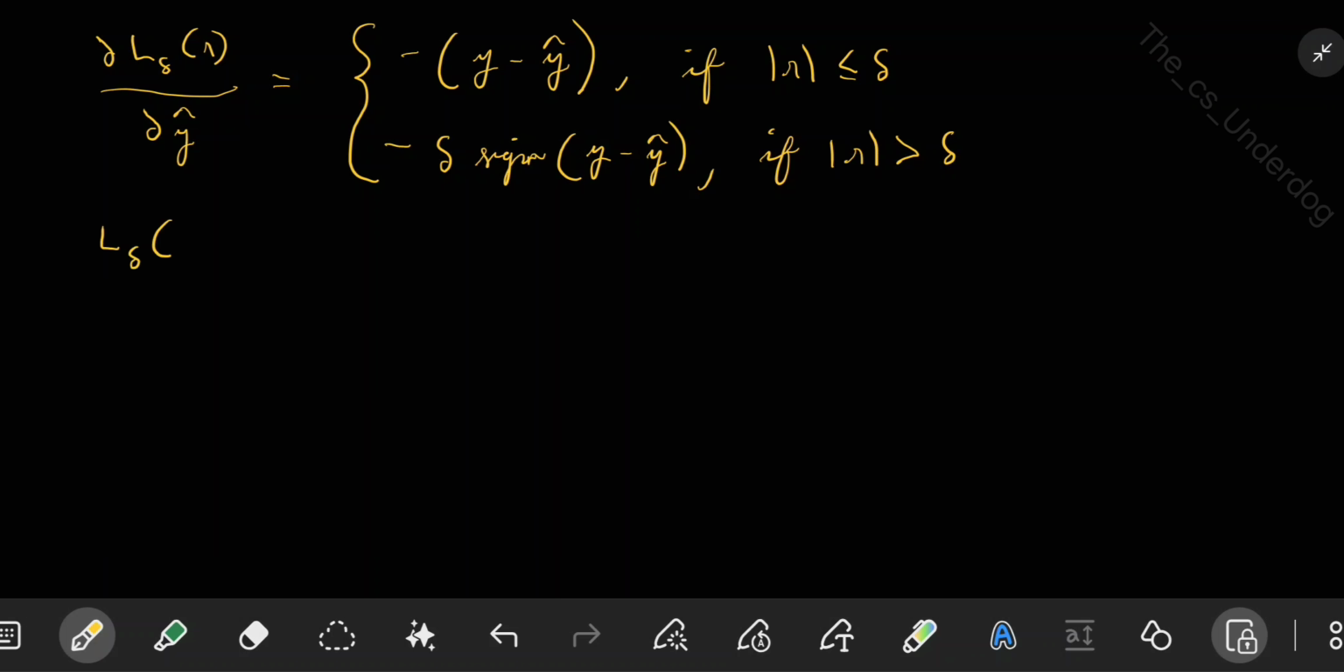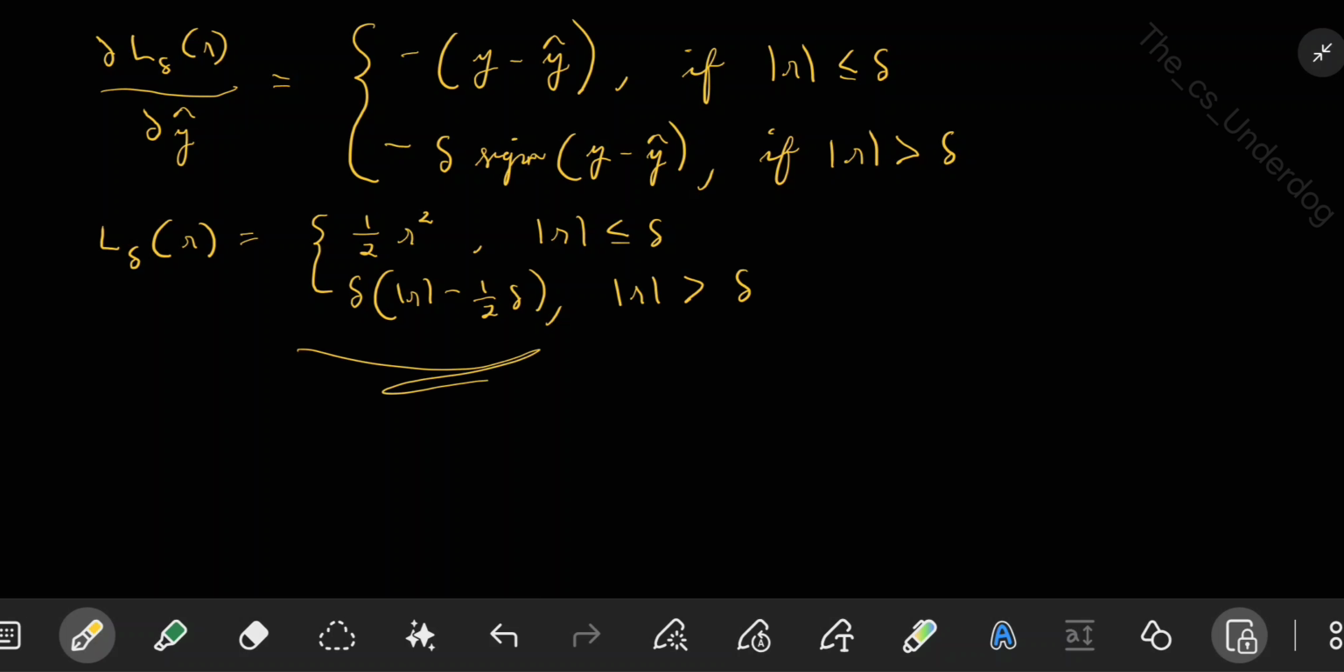L delta of R is equal to, we discussed, half R square when mod R is less than or equal to delta, and it is delta into mod R minus half delta when mod R is greater than delta. We are going to take both these cases and find the derivative.